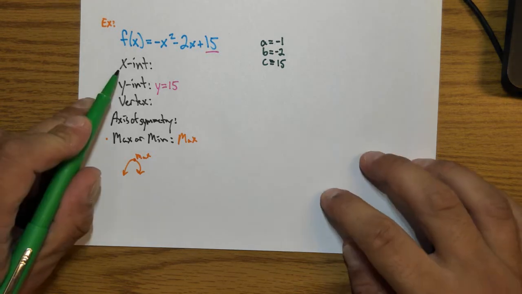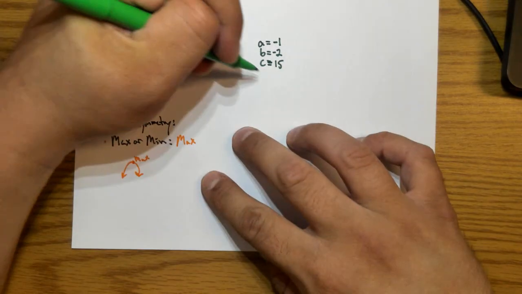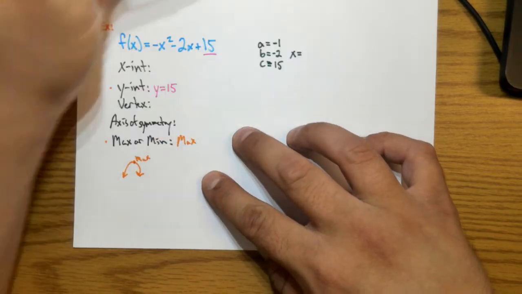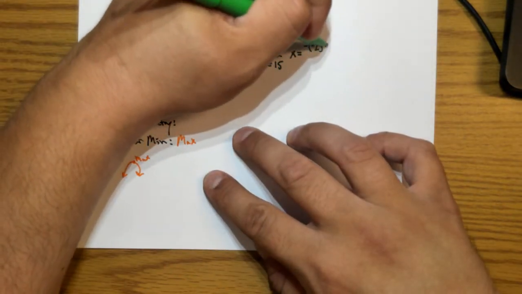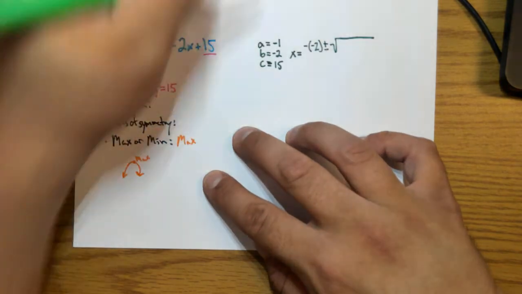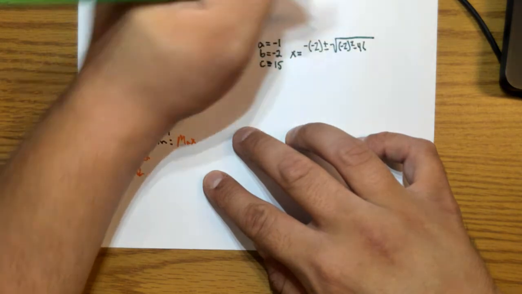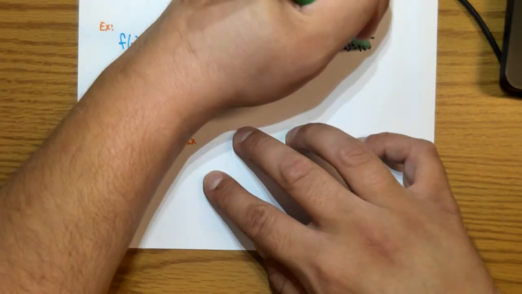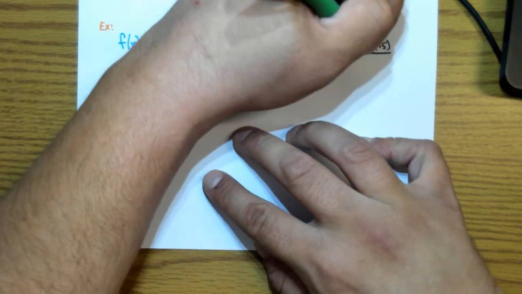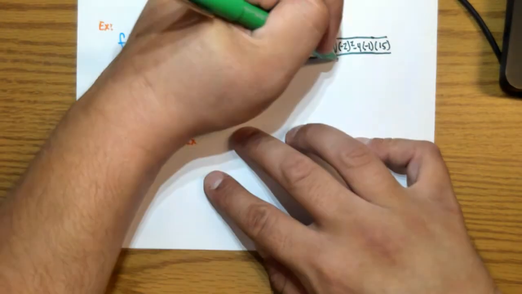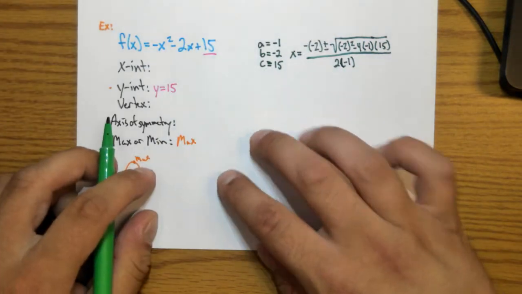But let's go through and find these x-intercepts. So we're going to plug it into the quadratic formula. So x equals -b, so -2, plus or minus the square root of -2 squared minus 4 times a, which is -1, times c, which is 15, all divided by 2a, so 2 times -1. And then simplify.